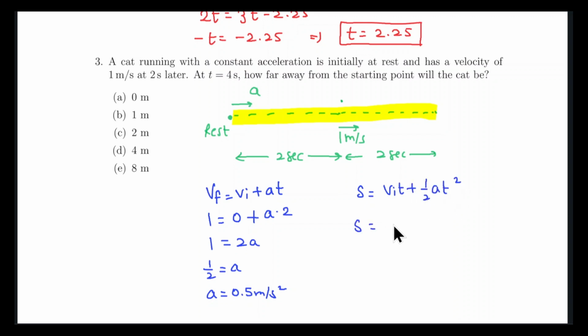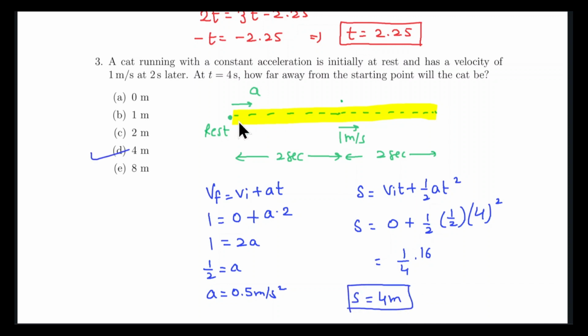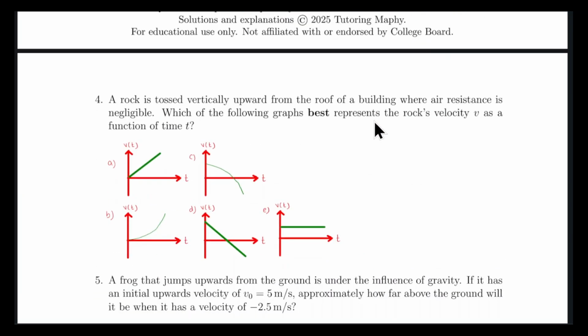So S will be equal to V initial, which fortunately is 0. Acceleration is constant, so if you want I can write 1/2 rather than 0.5. And time, be careful, the total time is 4. So it'll be 1 over 4 times 4 square, 16. So the answer will be 4 meters over here. So it should be option D. Right? I hope this makes sense.